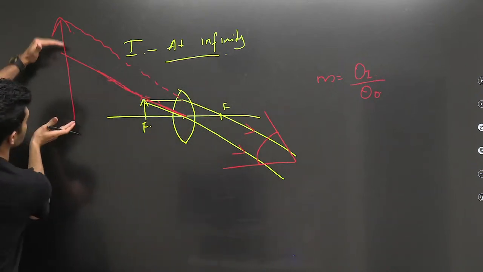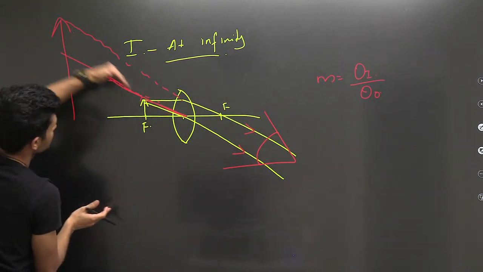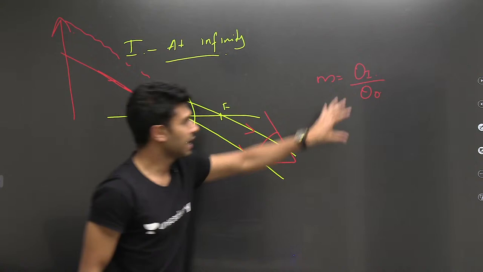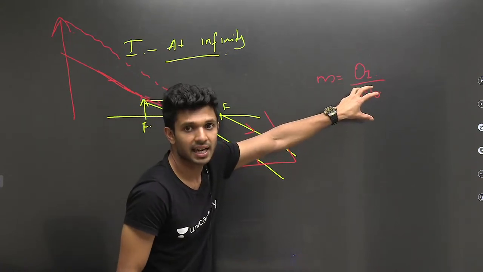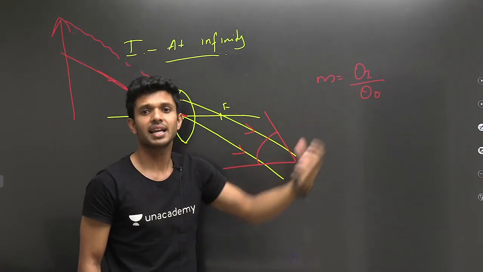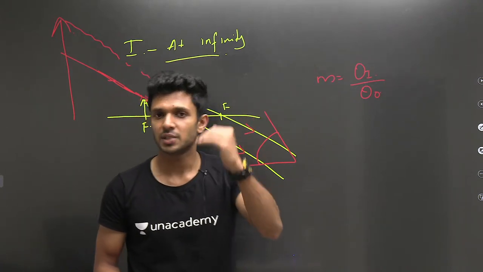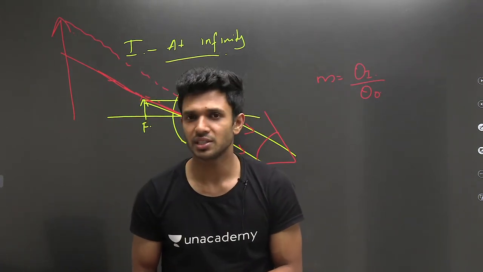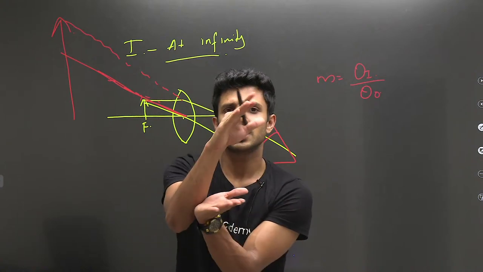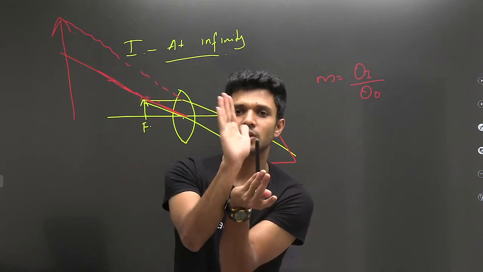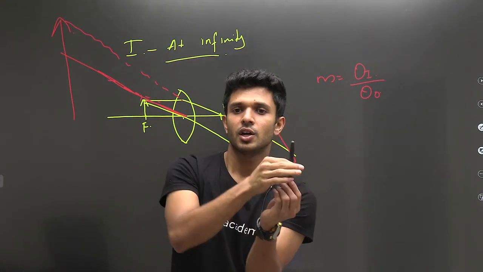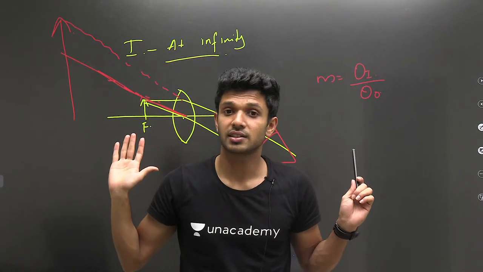You know that if the image is larger, the angle it subtends will also be larger. And if the object has a large size, its angle will also have a larger value. Meaning, the angle subtended by each and every object or image will be directly proportional to its height. If it has this much height, the angle will be small. If it is a very big height, the angle will also be larger, right?